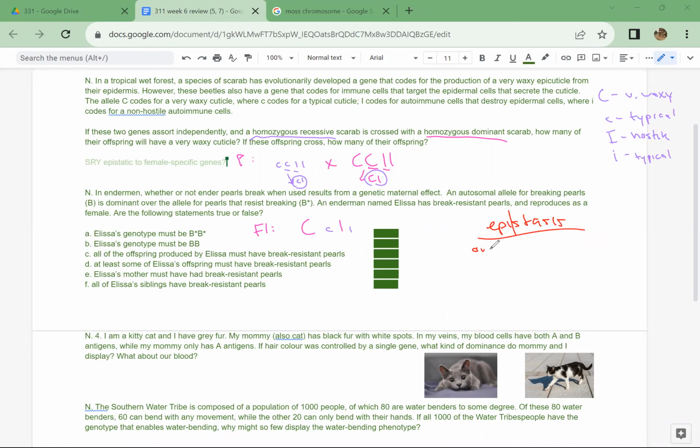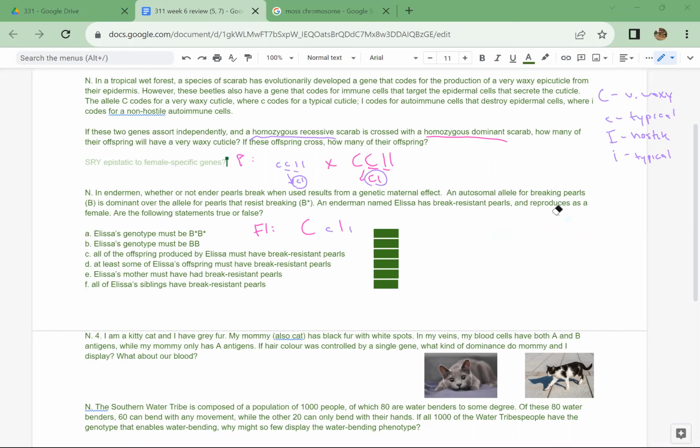Epi means on top of, and stasis means staying the same. You can think of that as your chromosome at large, because usually the way we think of Mendelian inheritance is that it stays the same. It's very static in how it transfers genetic information. Obviously, we know that's not really correct, but we have epistasis here.